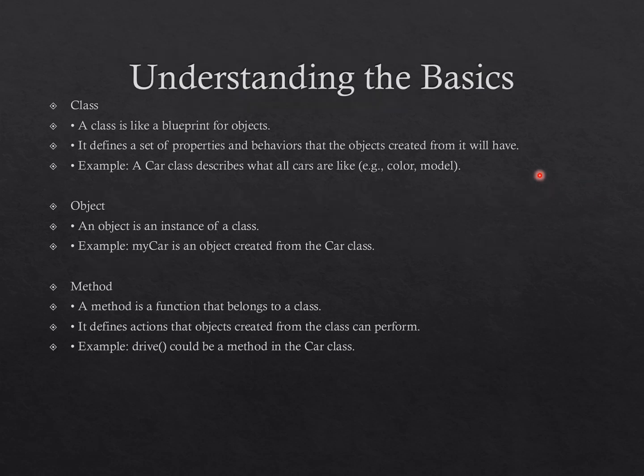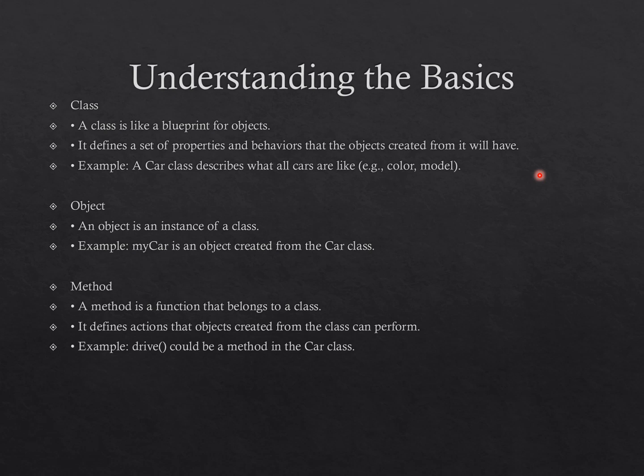Now let's understand some basic concepts: what is a class, what is an object, and what is a method. A class is like a blueprint for an object, so it's nothing but a template, and an object is an instance of that class. So you have a template, and when you create an instance of that template or class, that is called an object. Take for example, car could be a class, and when you create an object, like my car or your car, that specific instance is called an object.